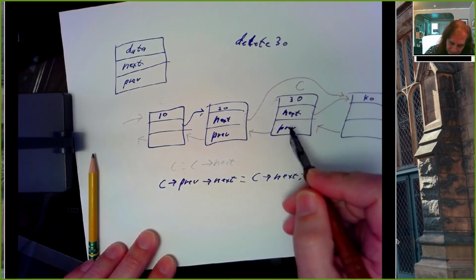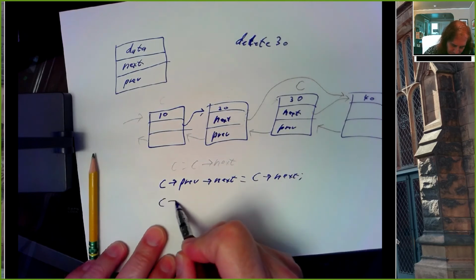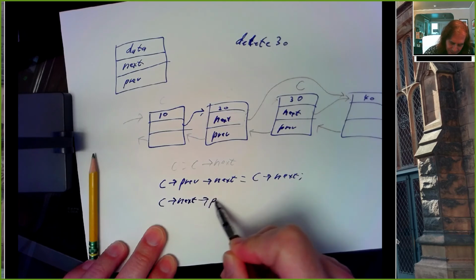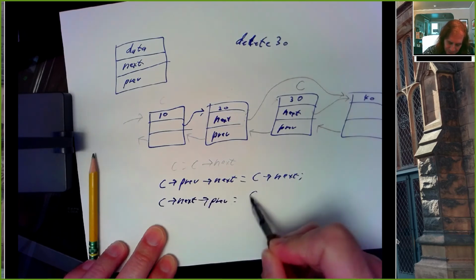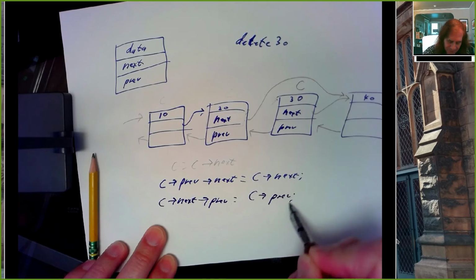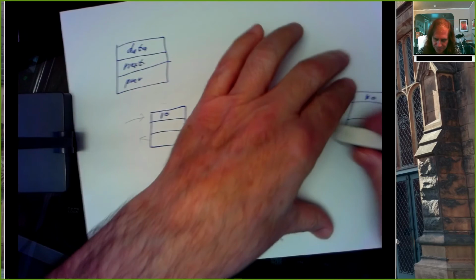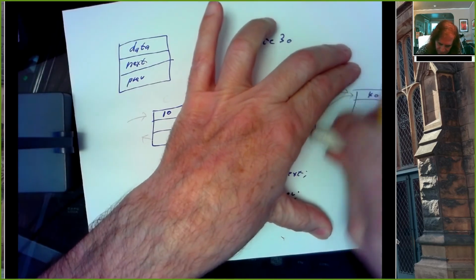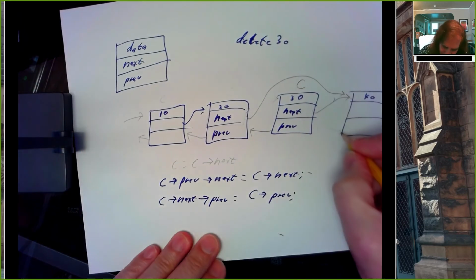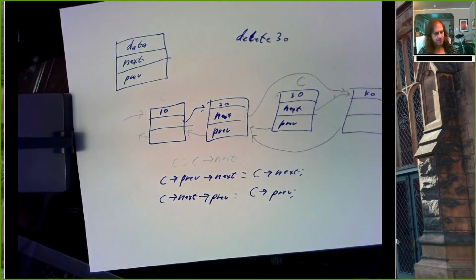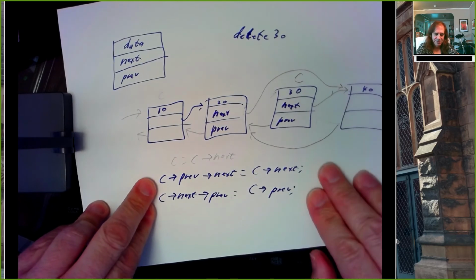So the next node, C arrow next, is this 40, and I want to change its previous value to be whatever C's previous value is. And that's going to come over here. This is C arrow next previous. Set it up to whatever C previous is. So that's a powerhouse pair of statements right there.